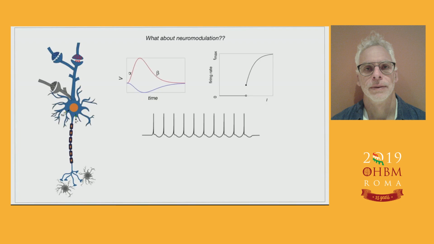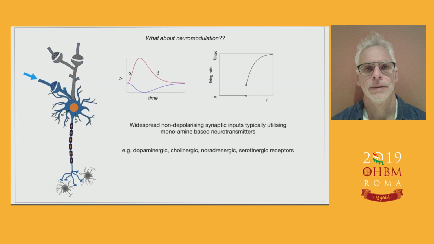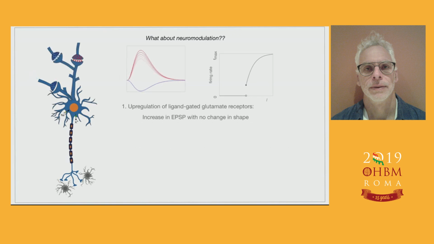Okay, so I've gone back to the single neuron here, and now we're introducing this dendrite. These are widespread, non-depolarizing synaptic inputs, typically utilizing monoamine-based neurotransmitters. We're going to hear about cholinergic ones, serotonergic ones in the later talks. So how do these work? One mechanism is that the intracellular mechanisms diffuse up to the postsynaptic dendrite and just increase the number of ligand channels. And that increases the height of these postsynaptic potentials.